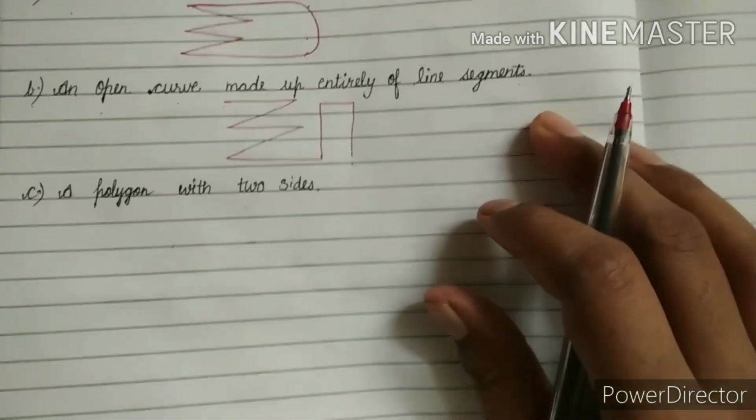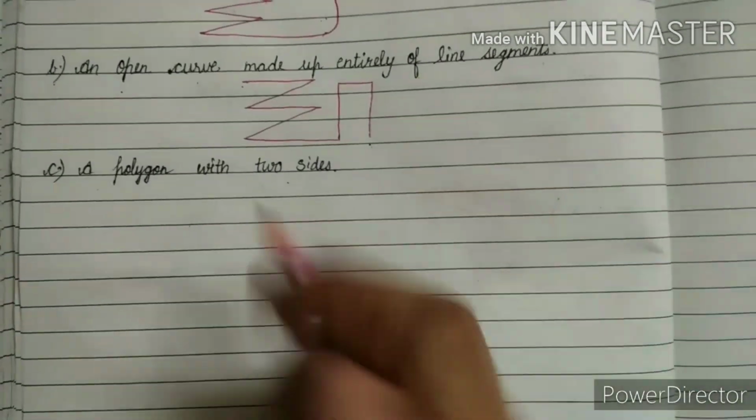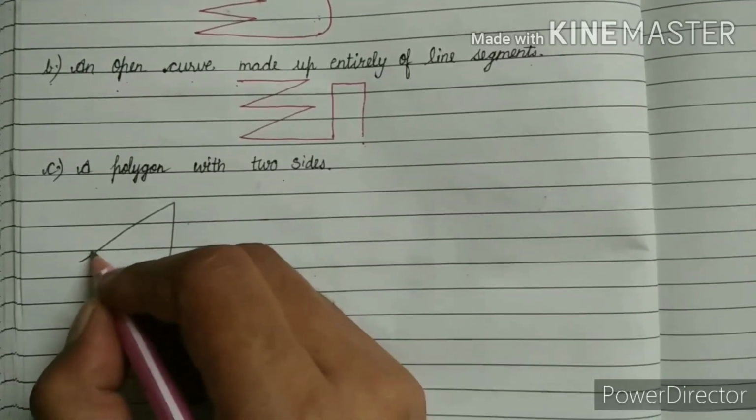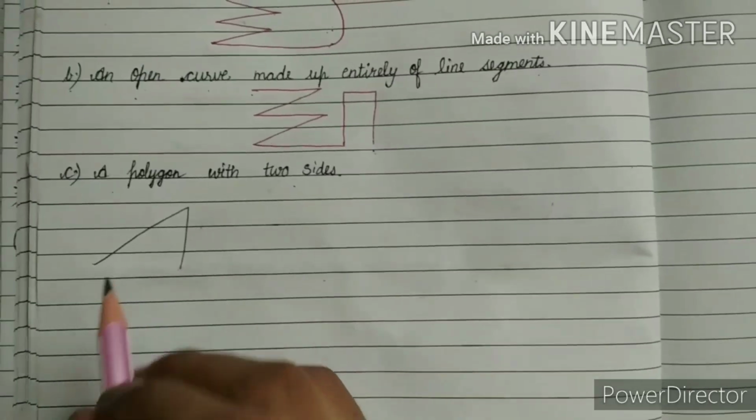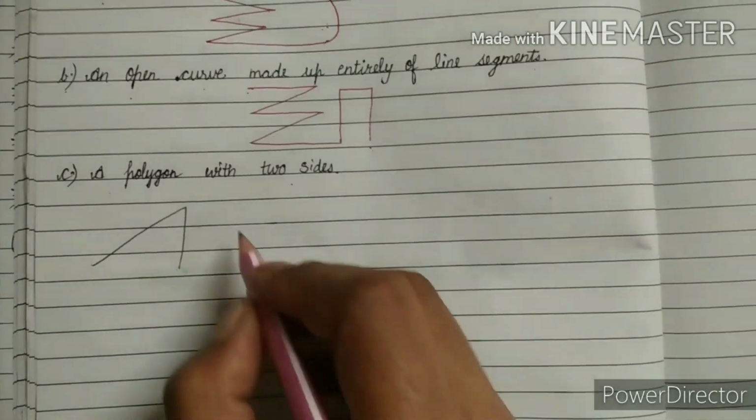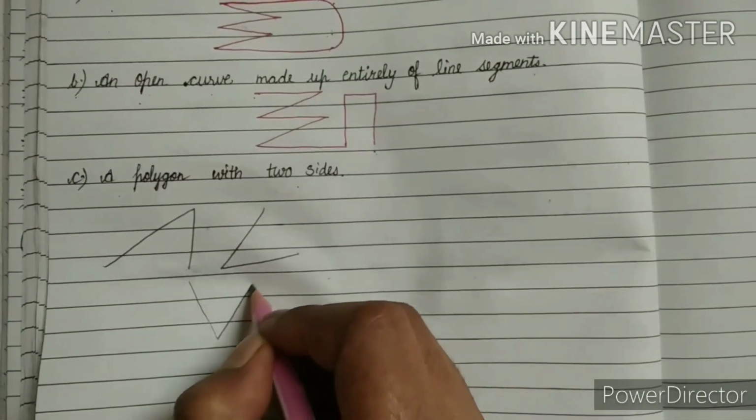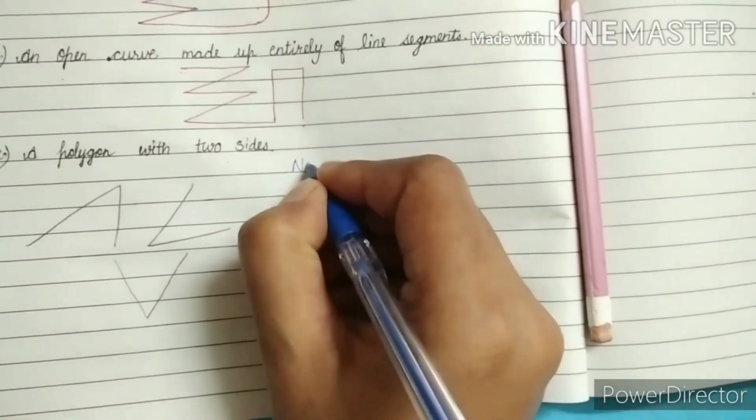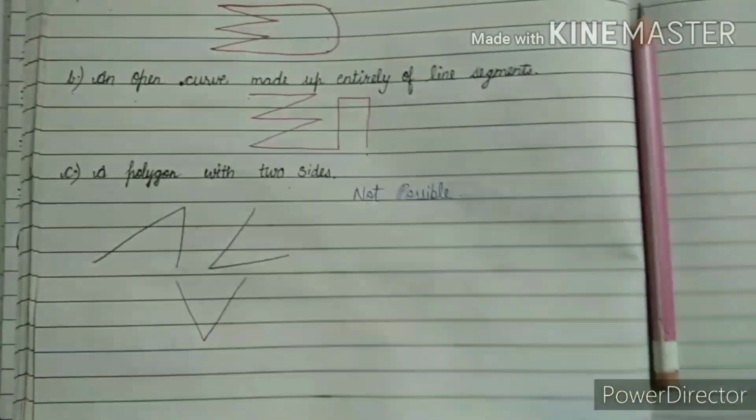Okay. C, a polygon with two sides. So I make one side and two sides. Okay, this is one side and this is two sides. Is it a polygon? No, it is not a polygon, because it is not closed, it is open. Okay, any way you make it, every time you will not have a closed figure. So that's why its answer is not possible.